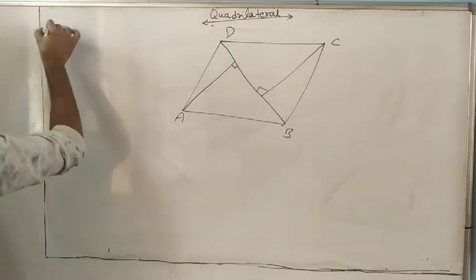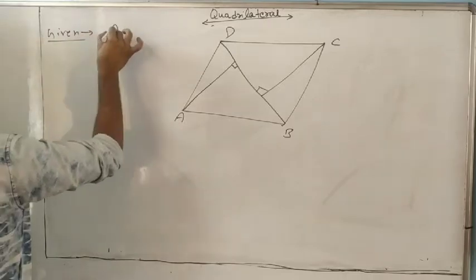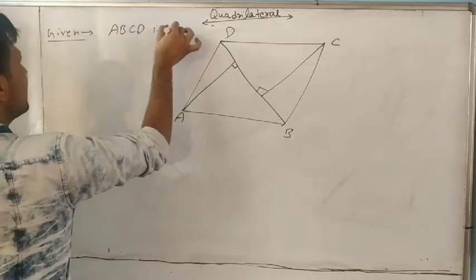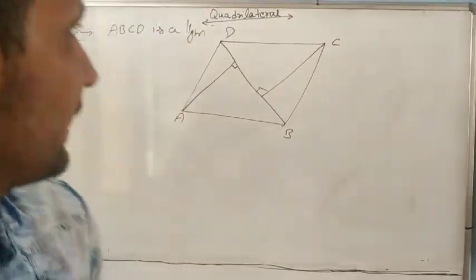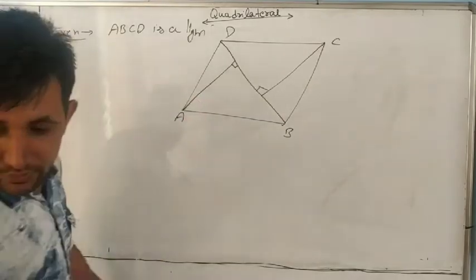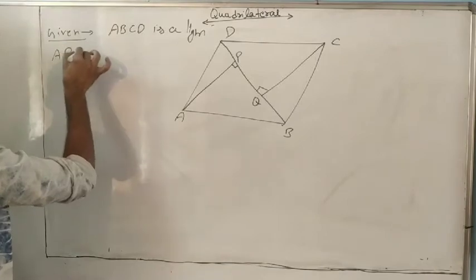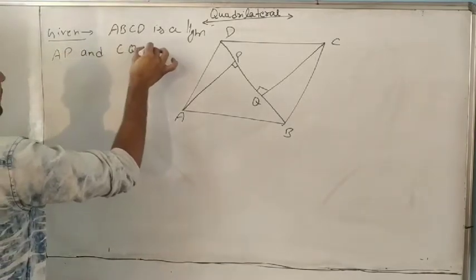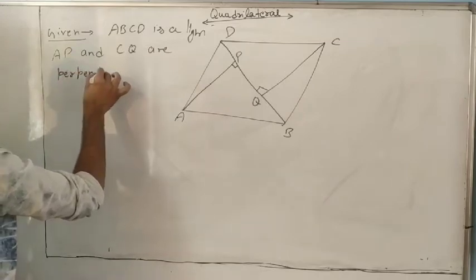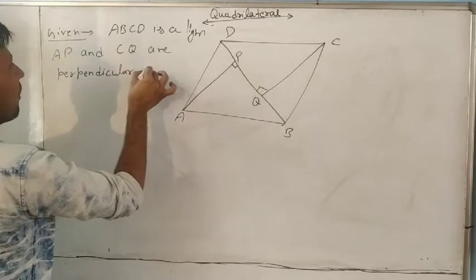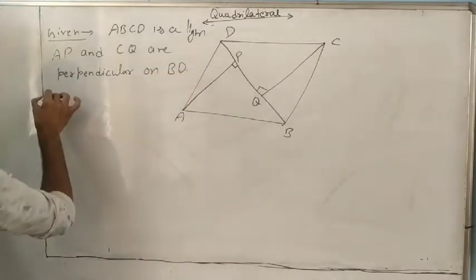First we will write what is given. ABCD is a parallelogram. If ABCD is a parallelogram, what is the meaning? Opposite sides are equal. And then you write AP and CQ are perpendicular on BD.